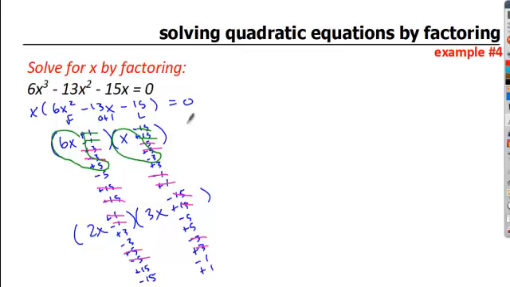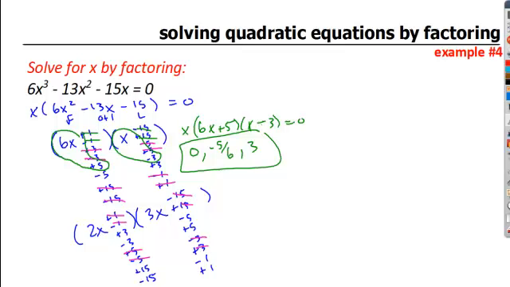Okay, so we know the factors for this are 6x plus 5. This x still carries along. And then the x minus 3. Set that equal to 0 and solve. And so when we use the zero product rule, what value of x gives you a 0 for this monomial factor? 0. What about this second factor? Opposite of the constant, divide by the leading coefficient, and then the final one, 3. And so those would be your solutions.